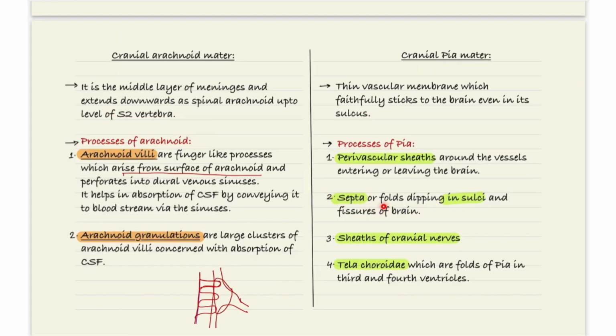Second, septa or folds dipping in the sulci and the fissures of the brain. Third, sheets of cranial pia mater. And fourth, tela choroidea, which are folds of pia mater in the third and the fourth ventricle.